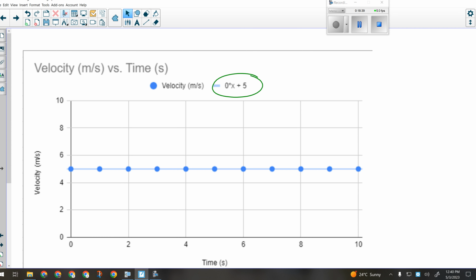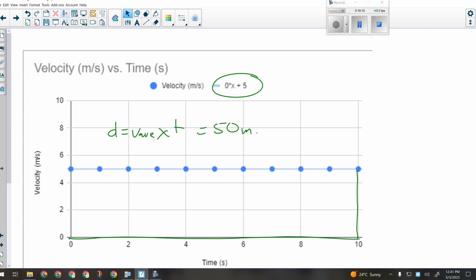Okay, and we said just a minute ago, if I wanted to calculate how far this object goes, I would calculate essentially the area under the line. Because if I did that, I would be taking the average velocity, which would be the height of the rectangle, and multiplying it by the time, which would be the base of that rectangle. So this object is going to go 50 meters. Base times height, 10 times 5. Everybody all right with that?